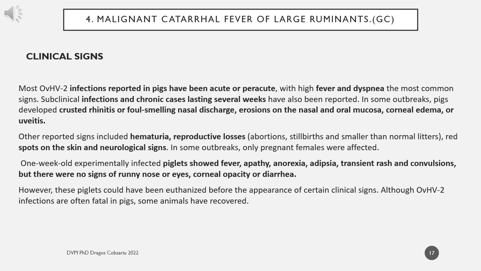One-week-old experimentally infected piglets showed fever, apathy, anorexia, adipsia, transient rash and convulsions, but there were no signs of runny nose or eyes, corneal opacity or diarrhea. However, these piglets could have been euthanized before the appearance of certain clinical signs. Although HV2 infections are often fatal in pigs, some animals have recovered.